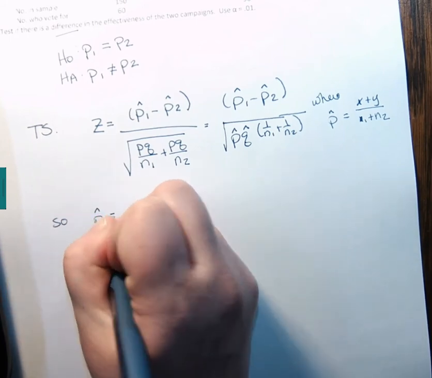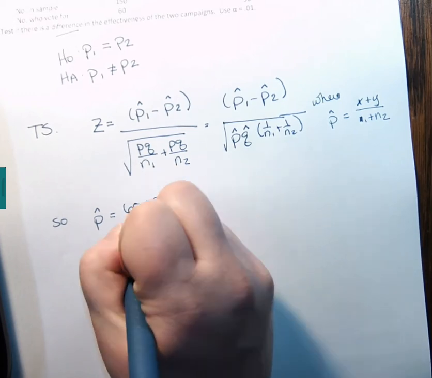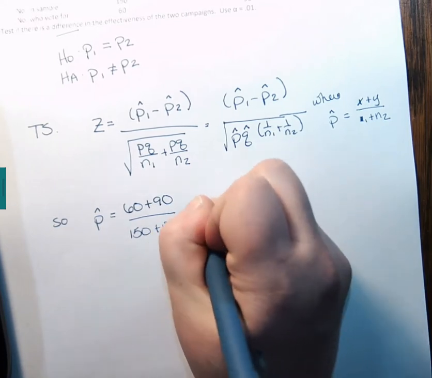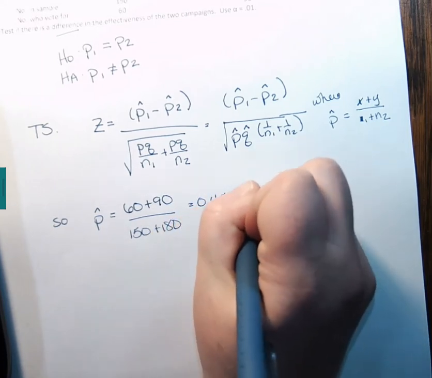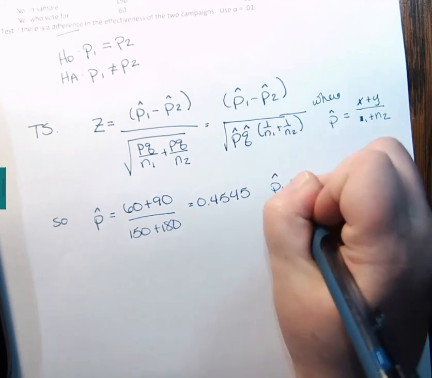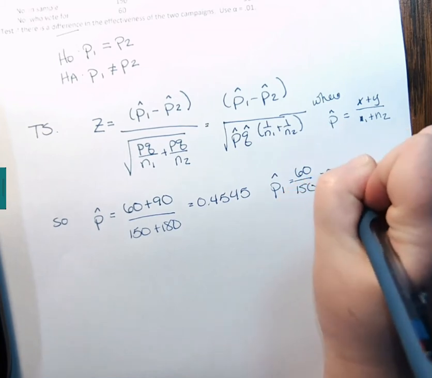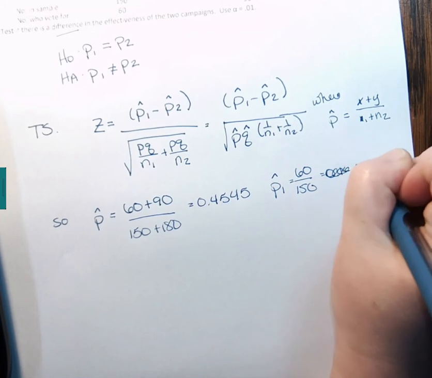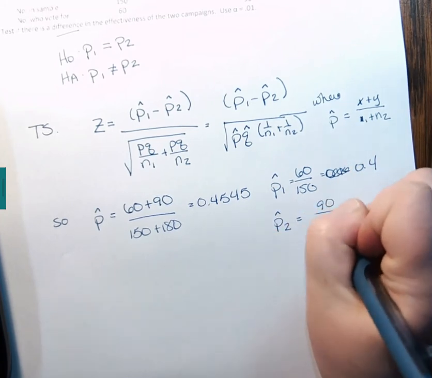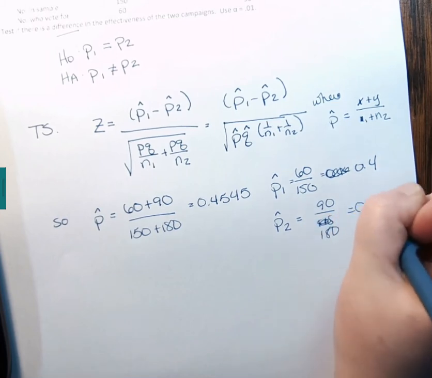So for this example, notice that P hat is going to be equal to 60 plus 90 divided by 150 plus 180, which is equal to 0.4545. P hat 1, the proportion of successes from the first group, is 60 divided by 150, which is equal to 0.4. And P hat 2 is equal to 90 divided by 180, which is equal to 0.5.